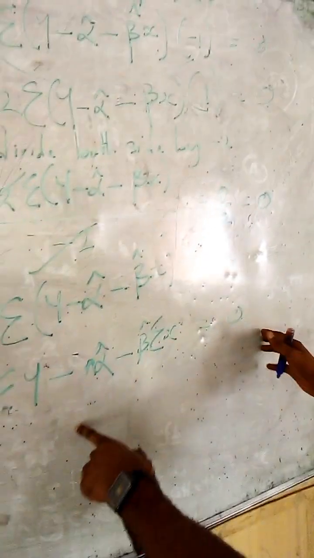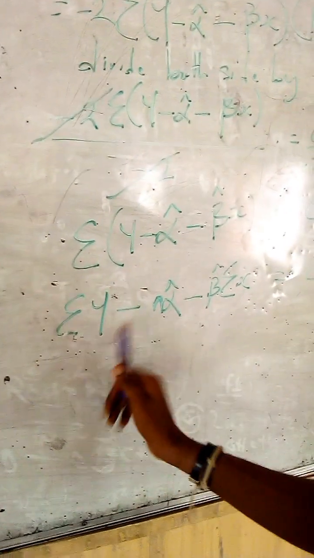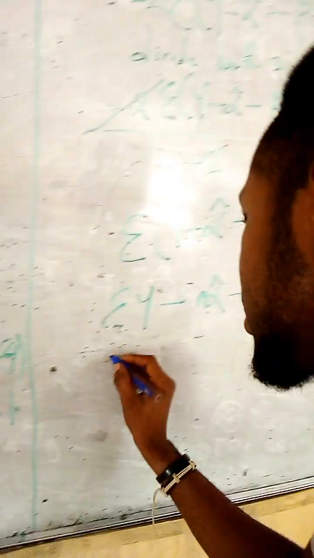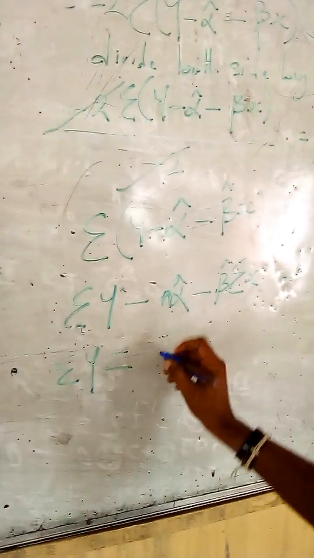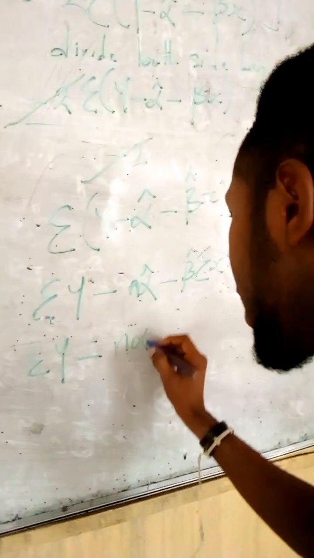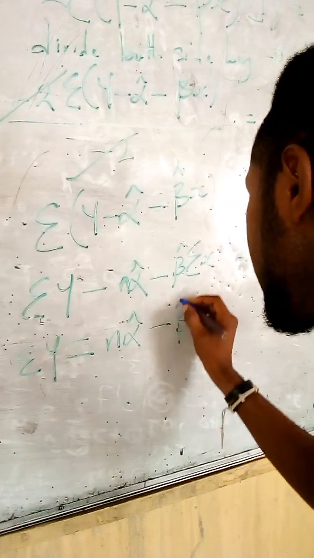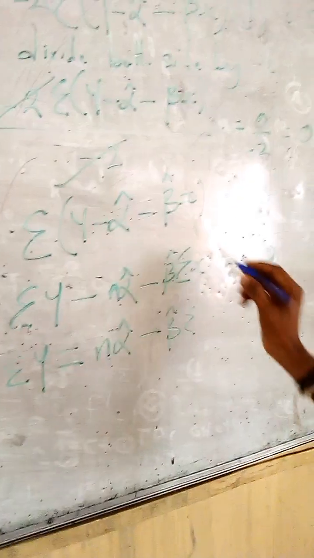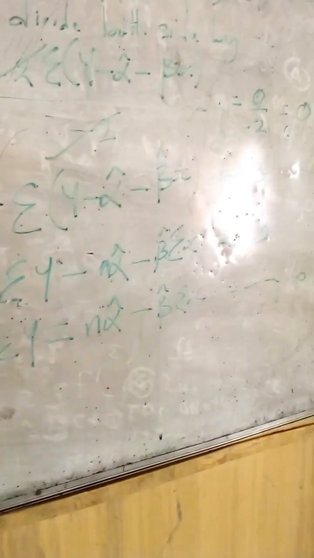So let's continue with this thing. By the time you get here, the only thing you just do is to make summation y the subject of the formula, which is summation y becomes equals to n alpha cap minus beta cap summation x. These are equation 6. Okay.